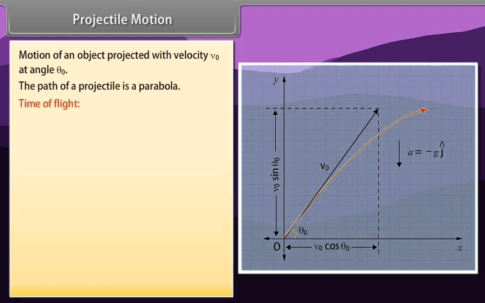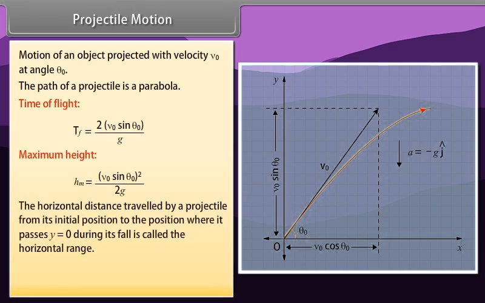Time of flight of projectile is Tf equal to 2 v0 sin theta naught divided by g. Maximum height of a projectile is Hm equal to (v0 sin theta naught) squared divided by 2g. The horizontal distance travelled by a projectile from its initial position to the position where it passes y equal to 0 during its fall is called the horizontal range. Horizontal range of projectile is given by v0 squared times sin 2 theta naught divided by g.